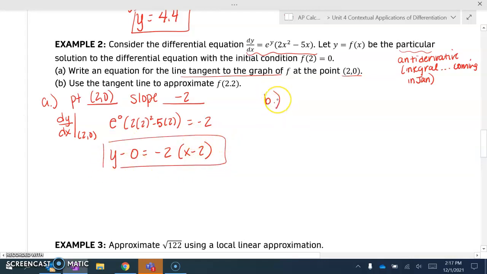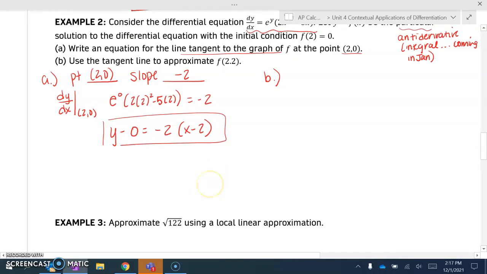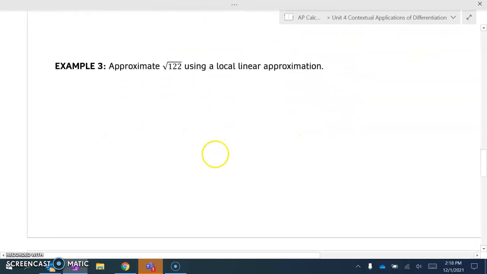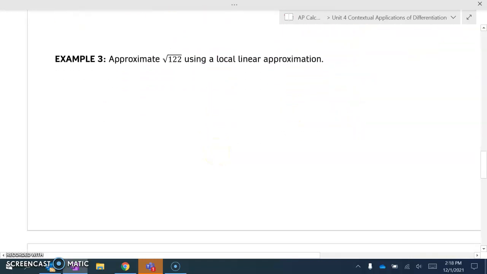Then part B wants us to use the tangent line to approximate f of 2.2. All right, so let's plug in 2.2 for x. Once again, you should probably be able to do this by hand. So 2.2 minus 2 is 0.2, and negative 2 times 0.2 is negative 0.4. Cool? All right, our last example here.